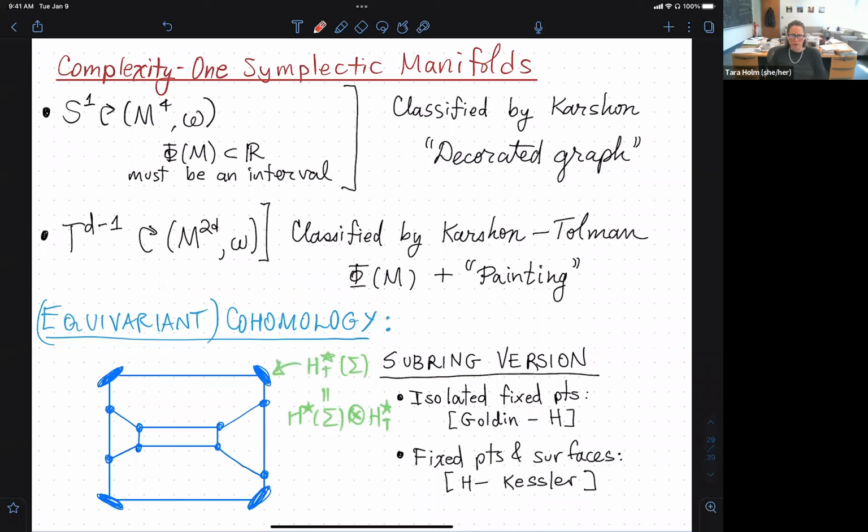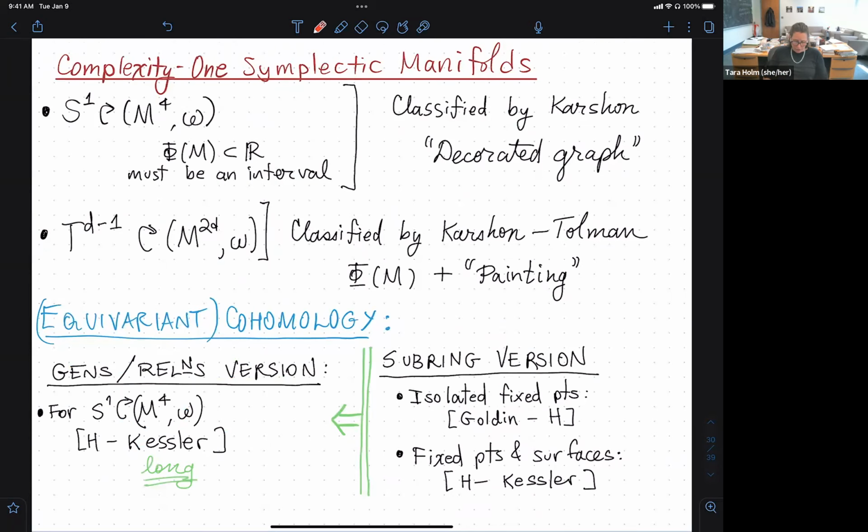And okay, so here's the picture. I have this moment image with some additional data. So I know about the images of all the fixed points. I have to be careful in the case where I have fixed surfaces. The equivariant cohomology of a fixed surface has not just a polynomial ring attached to it, but the tensor product of that with the cohomology of the surface. And so the description is a little messier, but it is still a subring of something that I can have a handle on.